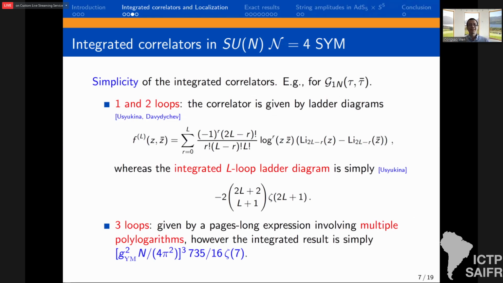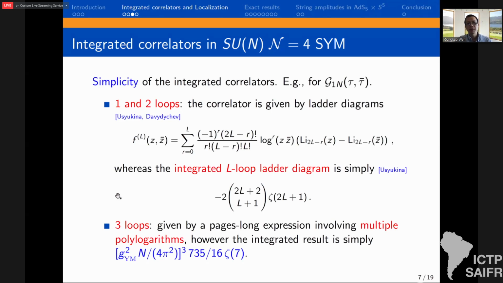So I mentioned that in perturbation, the integrated correlator was computed up to 3 loops. In fact, at 1 and 2 loops, the correlator is simply given by the so-called ladder diagram. The ladder diagram is famously known and can be computed to any loop order, where L is the number of loops. It's given by polylogarithms. It turns out the integrated ladder diagram, namely using the measure I just said on the previous page, was also known to any loop order, and it's just given by a simple Riemann zeta.